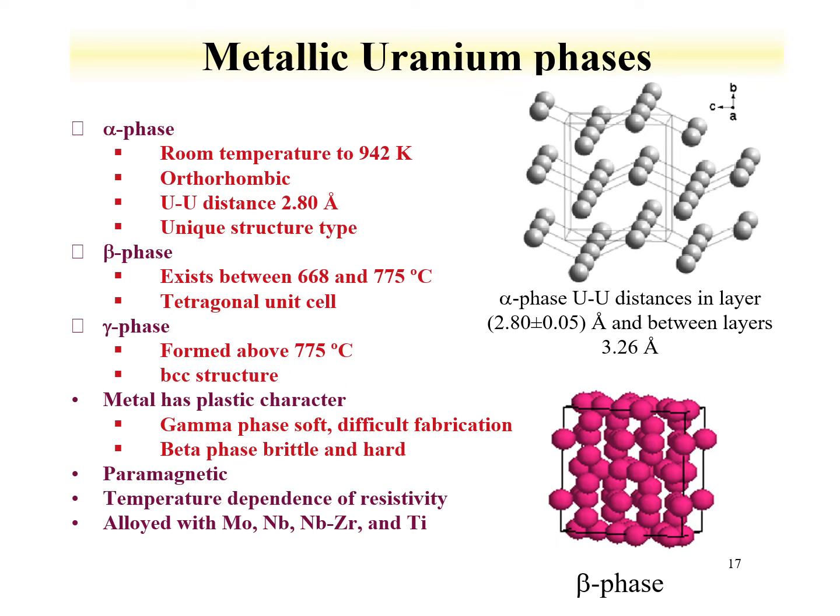The metal has different characters. It can have some plastic character. The gamma phase is soft and difficult for fabrication. The beta phase can be brittle and hard. These materials can often be alloyed. The uranium materials can be alloyed so that compounds can be formed that are easier to fabricate, for instance, or that have certain chemical resistivity properties. And uranium alloys well with molybdenum, niobium, zirconium, and titanium.